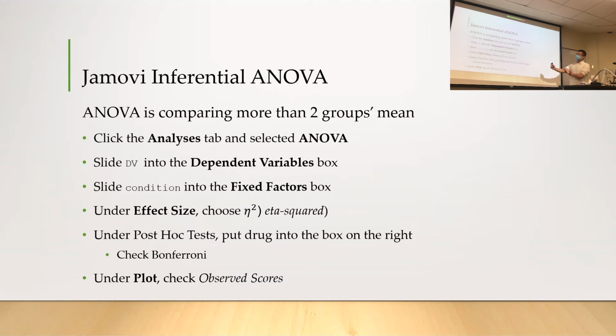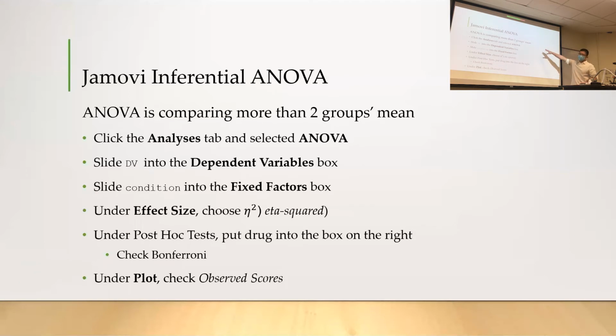Drug is an example. Originally, I was going to use the example that they have, but it's going to make it more complicated. So just use your dependent variable. And under plot, you will check observed scores. It gives you a better idea. It gives you plots like that.